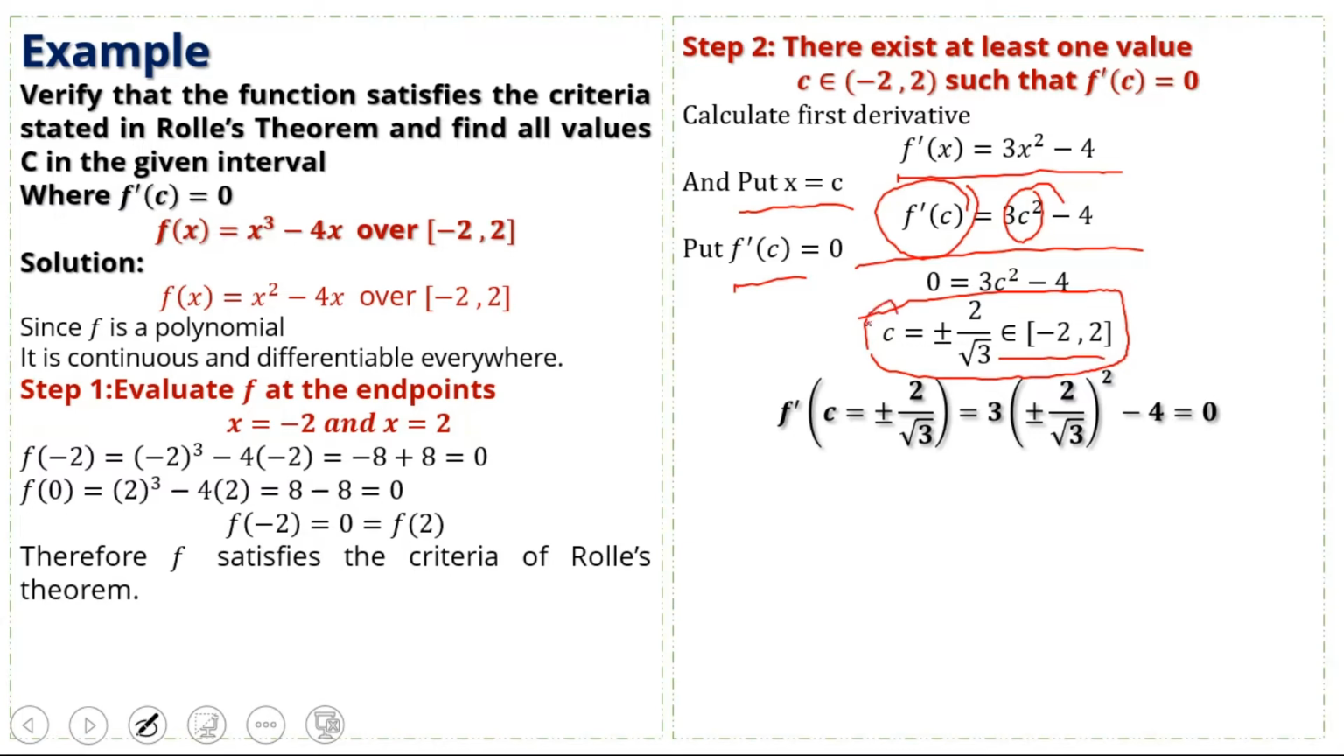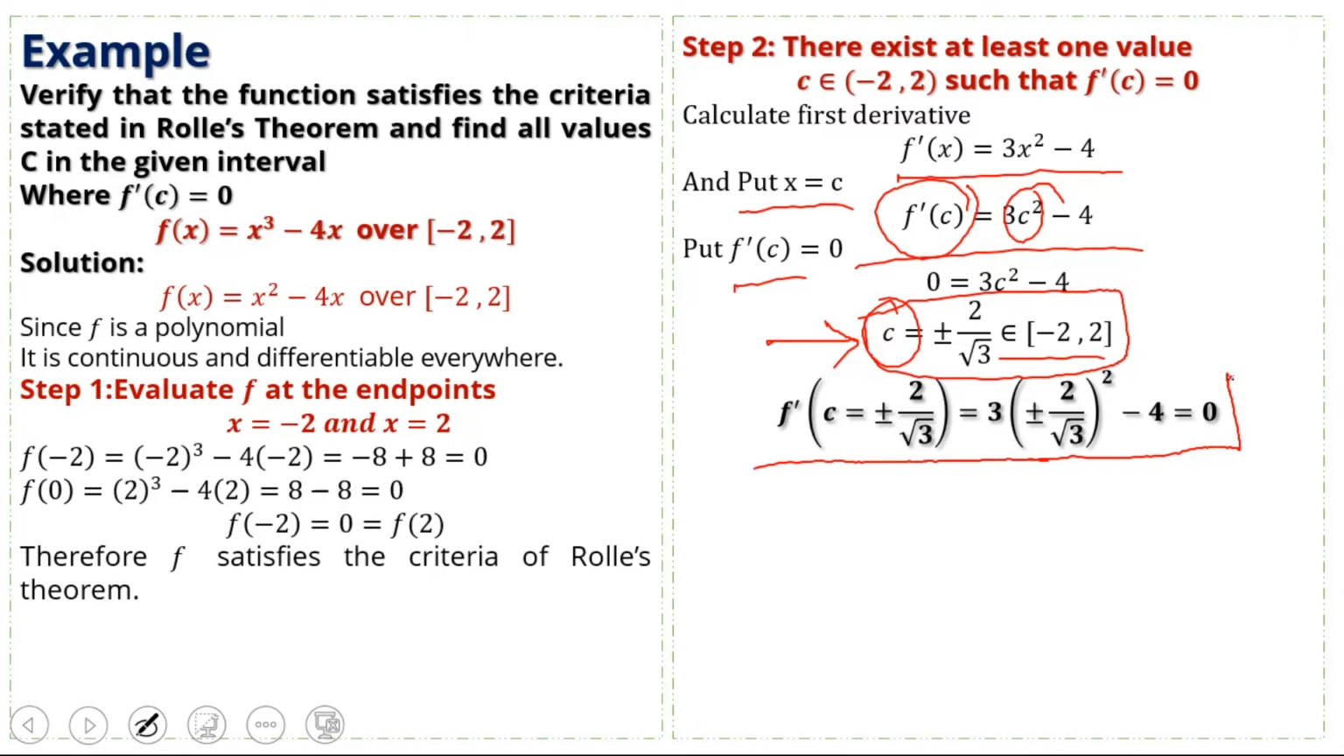And now we find the value of the derivative at this point. If the derivative of this function at c is equal to 0, then this will be an interior point. And we can see the value of the derivative at c is equal to 0, so this is an interior point.